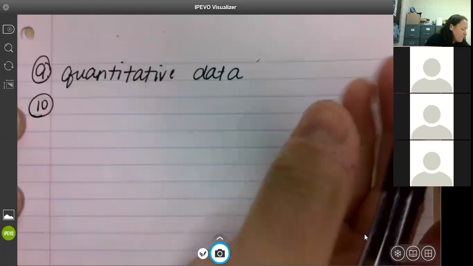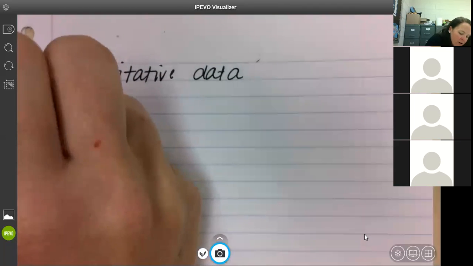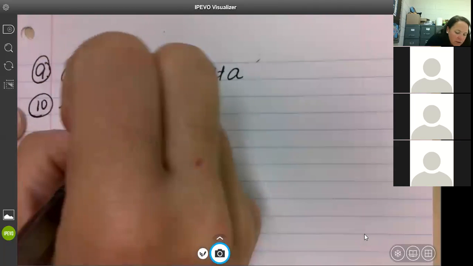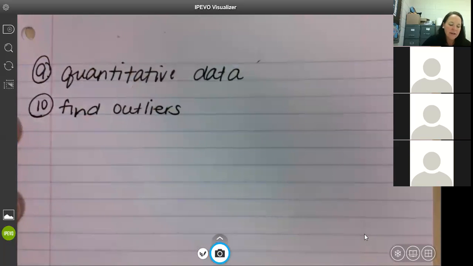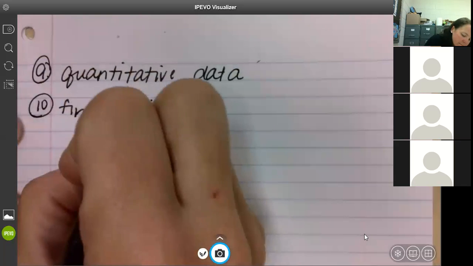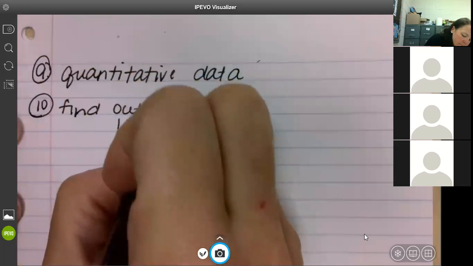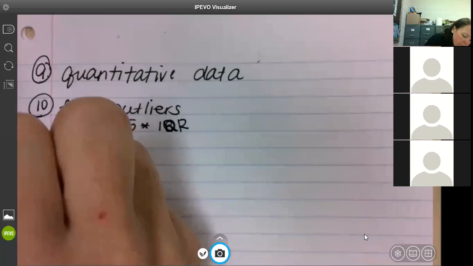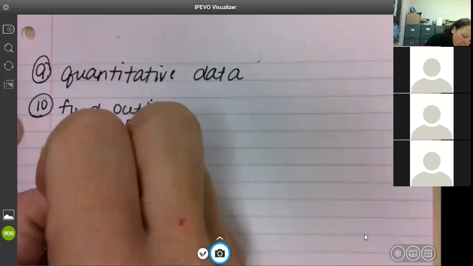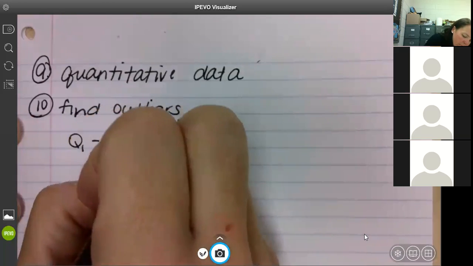Number 10, make sure you know how to find outliers. How do you find outliers? This is probably the one that we haven't done much of, but you're going to have to be able to do it. Multiply your interquartile range by 1.5 and then subtract that number from Q1, and then add it to Q3. And if anything falls outside of that range, it's an outlier.